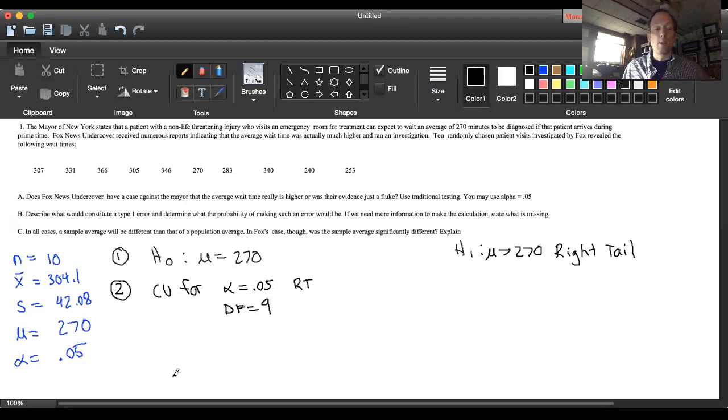And I'm going to prepare by going ahead and making a sketch here. I'm going to be on the right side, so I may as well go ahead and shade in my critical region here. And I'm going to put in critical region at alpha equals 0.05.